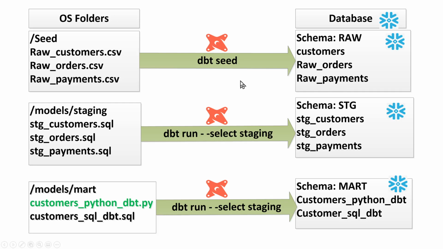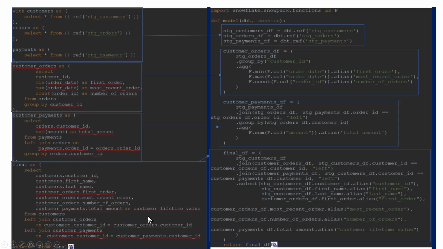Here are the commands that will be used. So we will seed these 3 CSV files in the raw schema, and then we will create the STG objects from the 3 SQL models, and finally we will create 2 objects in the Mart schema. One is based on a Python model and the other one is based on a SQL statement.